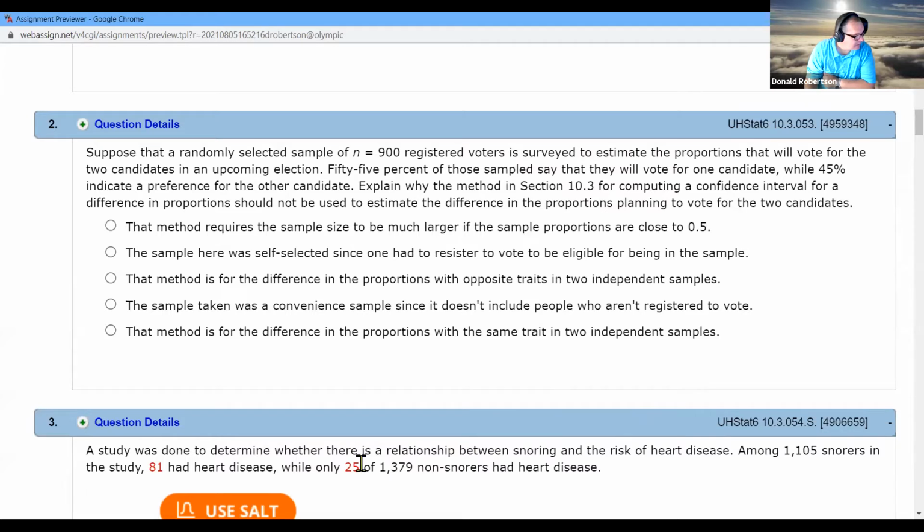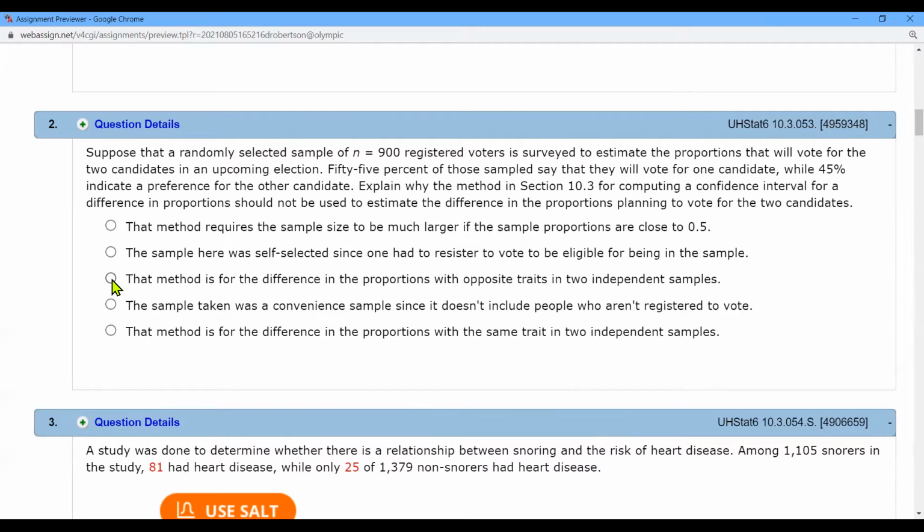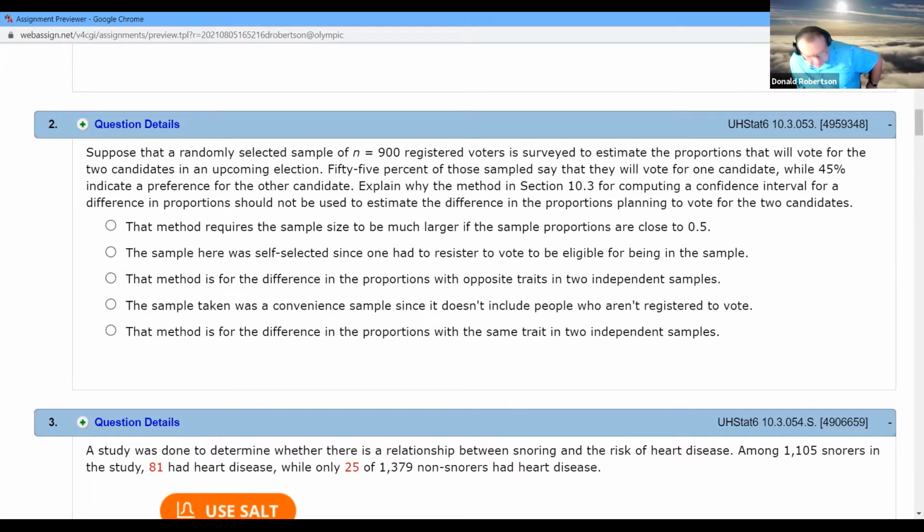Anybody want to tell me before we get there? The sample size needs to be larger. No, 900's pretty good. No problem with that part. Are these two independent of each other? Well, not really. If 40 say yes, won't 60 say no? Right? They're dependent. So you don't want to do that.